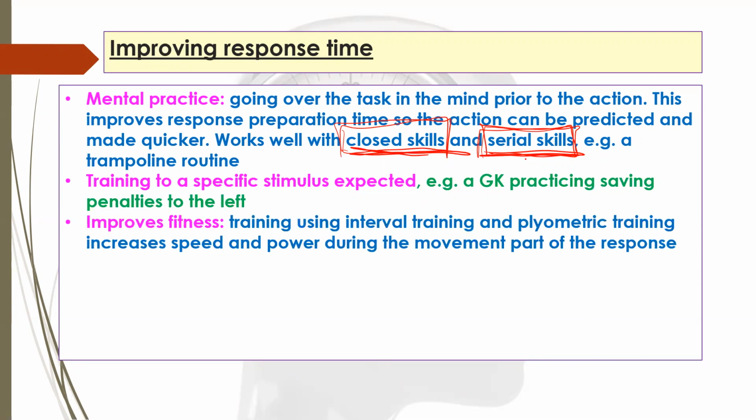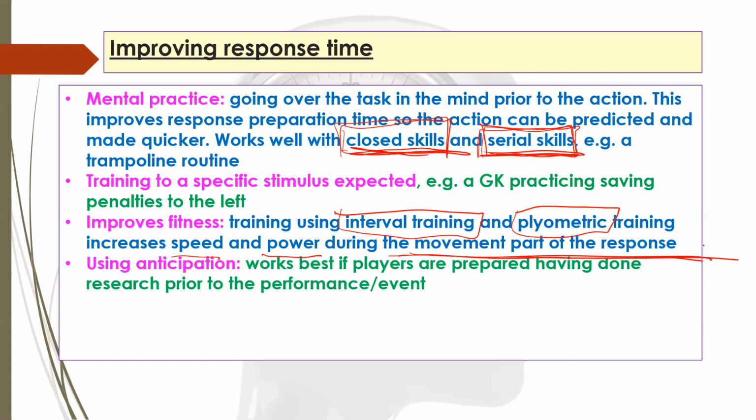The one that we had mentioned before was to do with fitness, so training using interval training. So interval training generally focuses on speed and power. Plyometric training is all about power, and we'll look at these two different training methods later in the course. Training that increases these two fitness components will help during the movement part, so it's going to improve movement time, and if you improve movement time, you're going to improve or reduce response time.